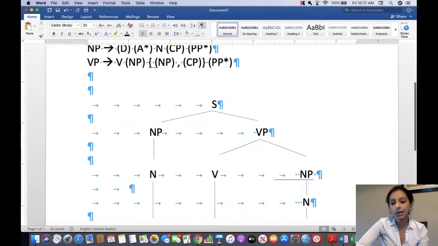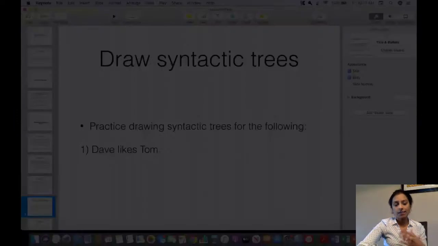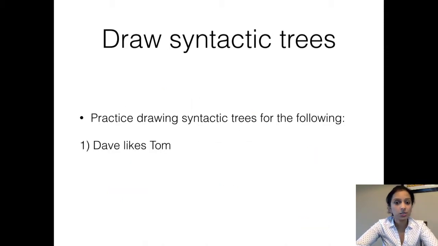All right, so this is what I want you to do with the rest of these sentences. So Dave likes Tom. Here I have the tree structure for you, and then all the other sentences. All right, so once you do this, you will have ample practice for the phrase structure rules and syntactic trees.